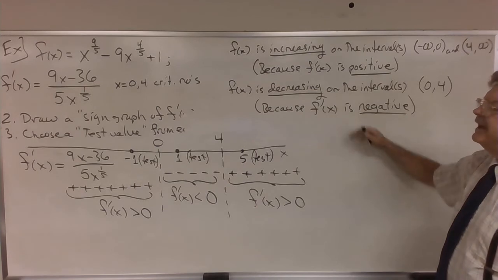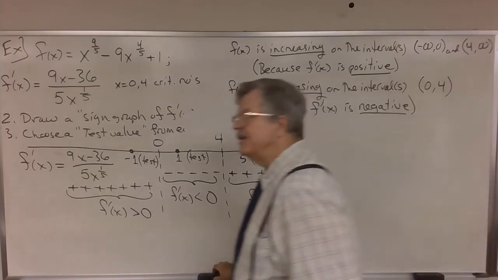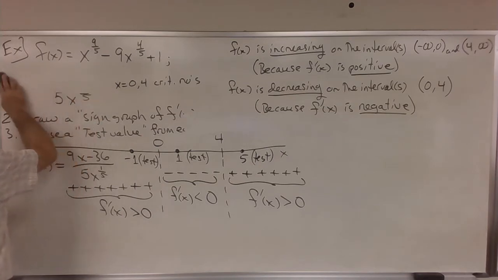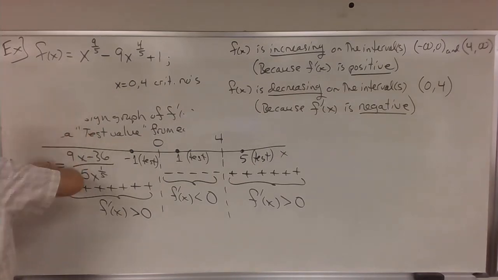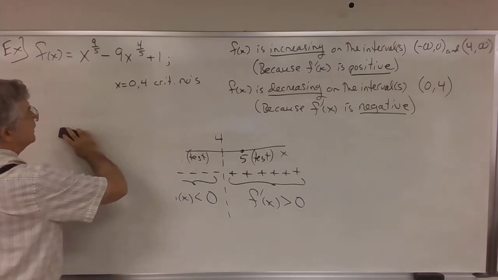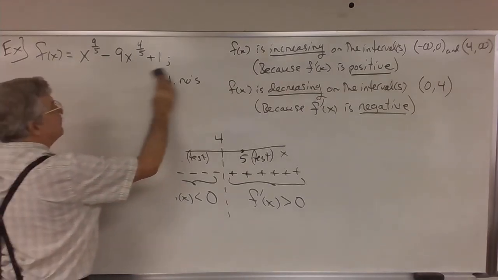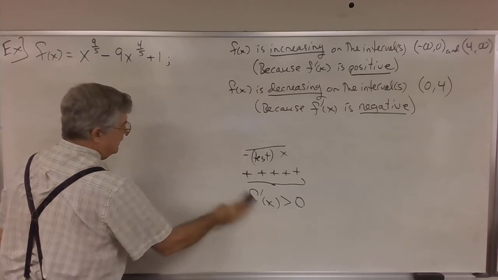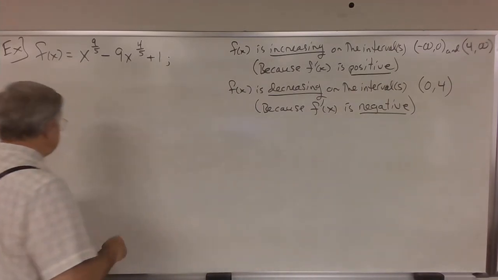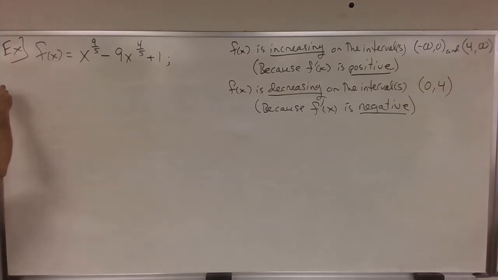We know where f of x is increasing and decreasing. We just don't know the relative maxes and mins. We remember that our critical numbers are 0 and 4. So I'll erase that. And I need to find maxes and mins.